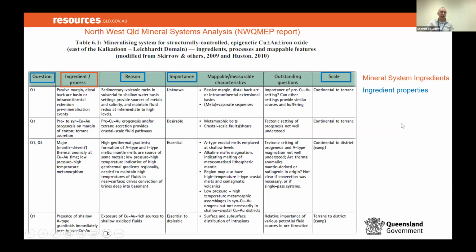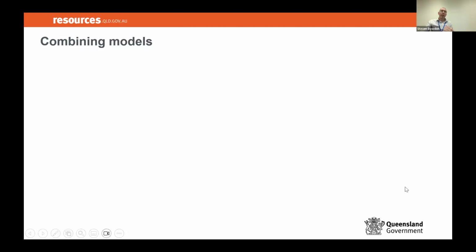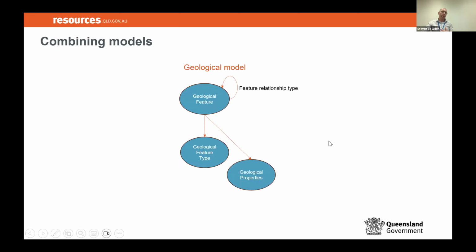I've got ingredients, system ingredients. I've got ingredient properties that go into that. And then for each of those ingredients, there's a particular geofeature type, which is mappable, or geological property, which is also mappable. So once you get those two things, you can sort of combine, see where there might be some overlap, because I saw some common words there in that first page when we're looking at the Mary Kathleen Domain Geological Report, and when we're looking at the mineral systems, I saw a bit of overlap there.